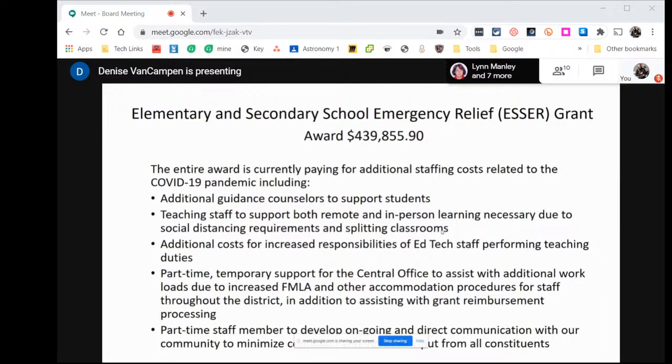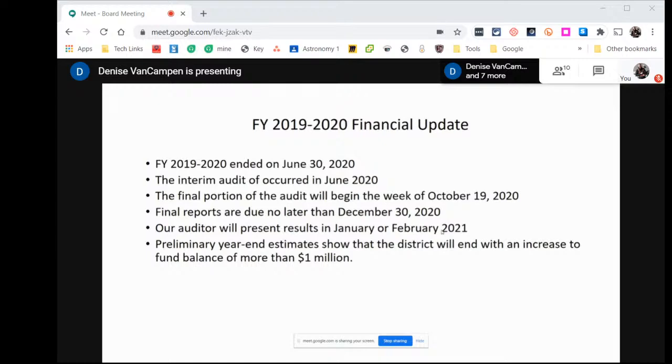And then we also have a part-time staff member who is developing direct communication with the community. She's working on, I don't know what platform she's doing, but I'm assuming it's websites and Twitter and Instagram, Facebook, all of those things to keep everybody on the same page with the same information, and be able to receive information back from everybody. Right. So that's it on the grants.